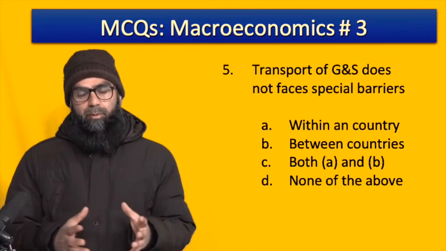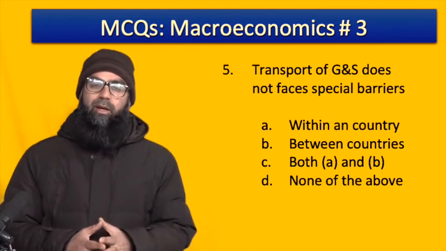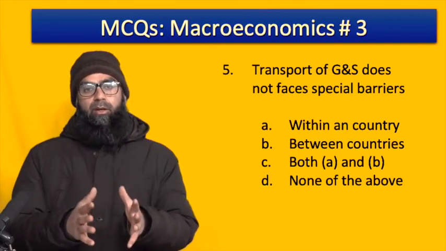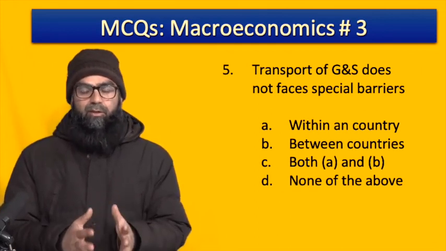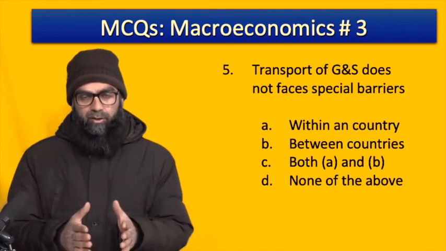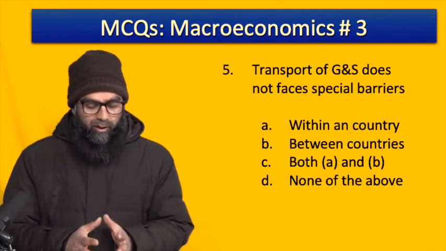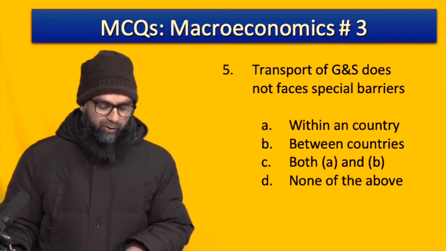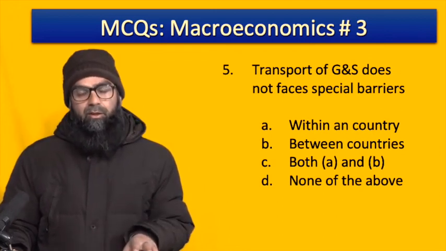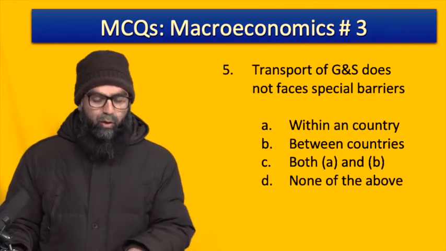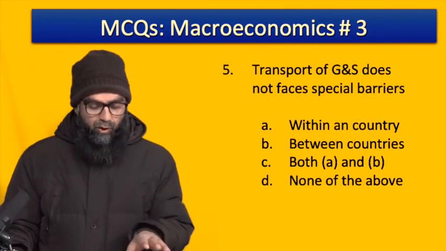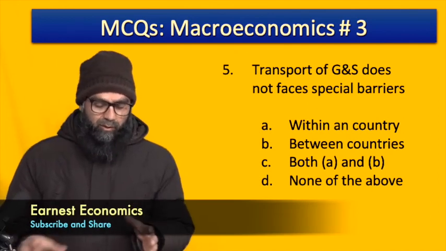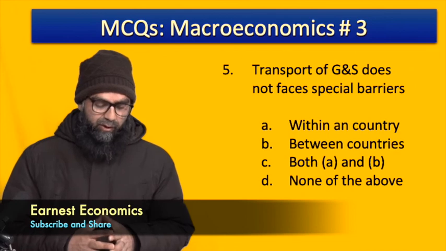Now we have special barriers which we call tariffs and quotas, and then administrative procedures, which are implemented when trade takes place between two countries rather than within a country. So the most appropriate answer in this case is A, because it says that transport of goods and services does not face barriers. Obviously within a country it does not, while between countries it does face these barriers.